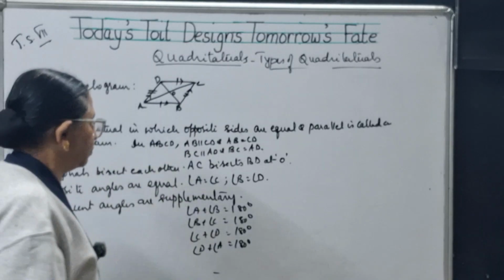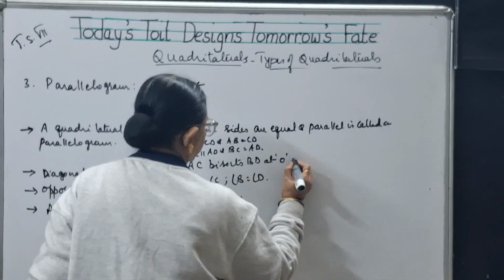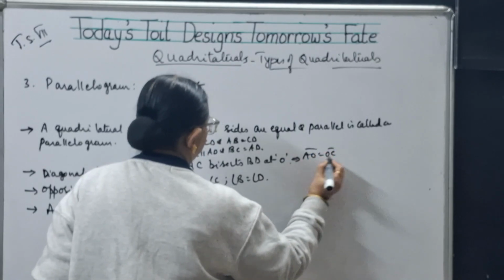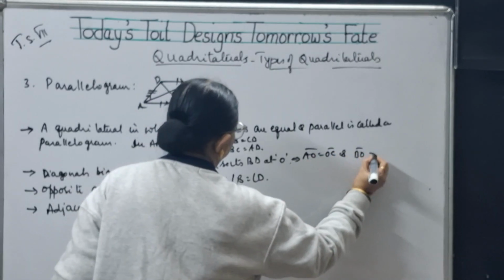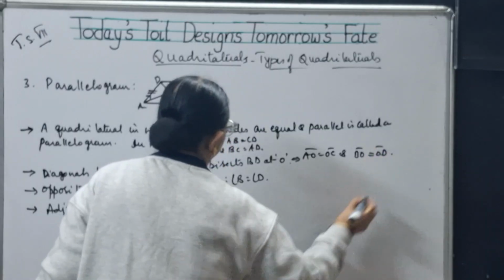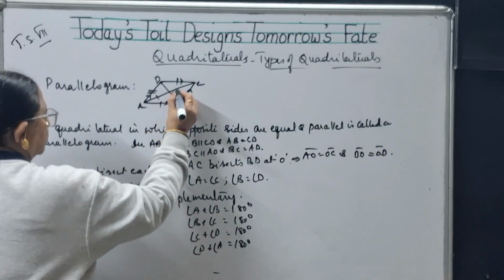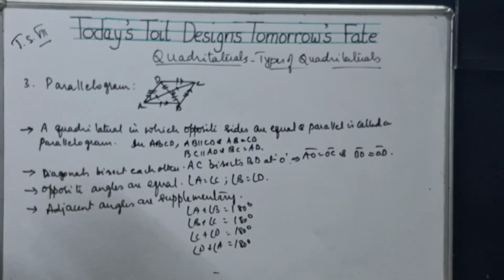Bisect each other means, AC bisects BD, this can also be written as AO is equal to OC and BO is equal to OD. You can even write this. The diagonals: AO is equal to OC, BO is equal to OD. So this is another property, and another one, opposite angles are equal.